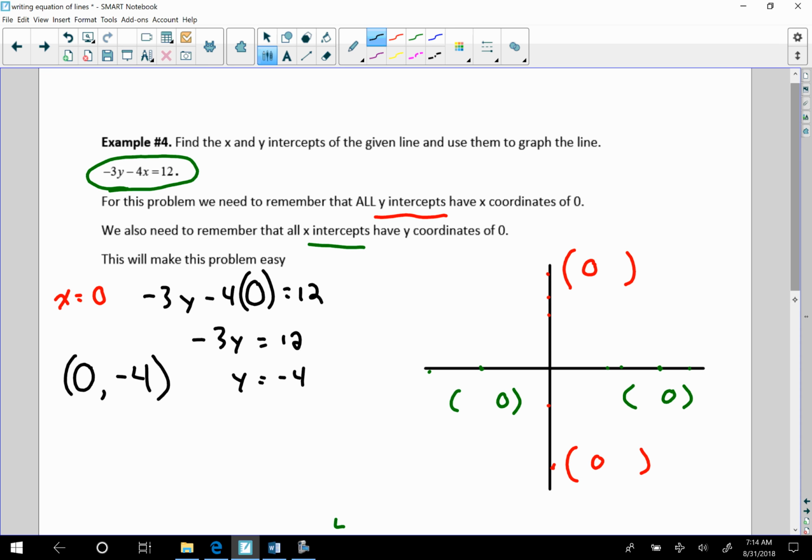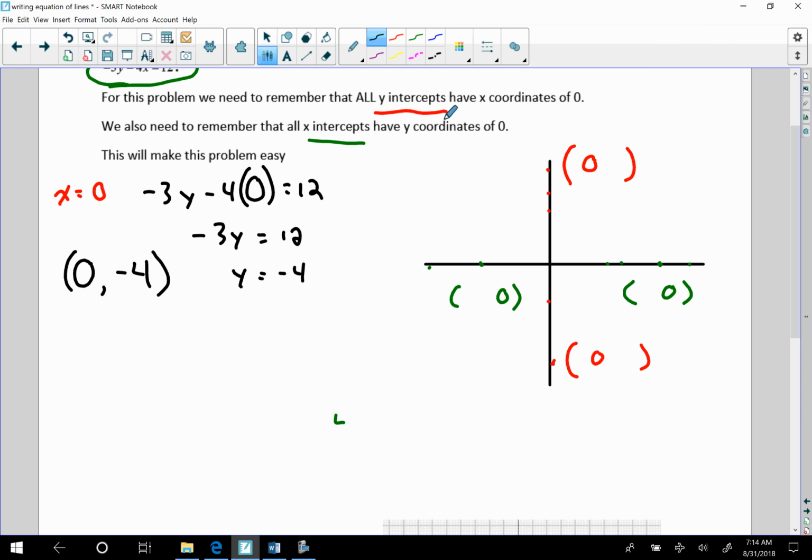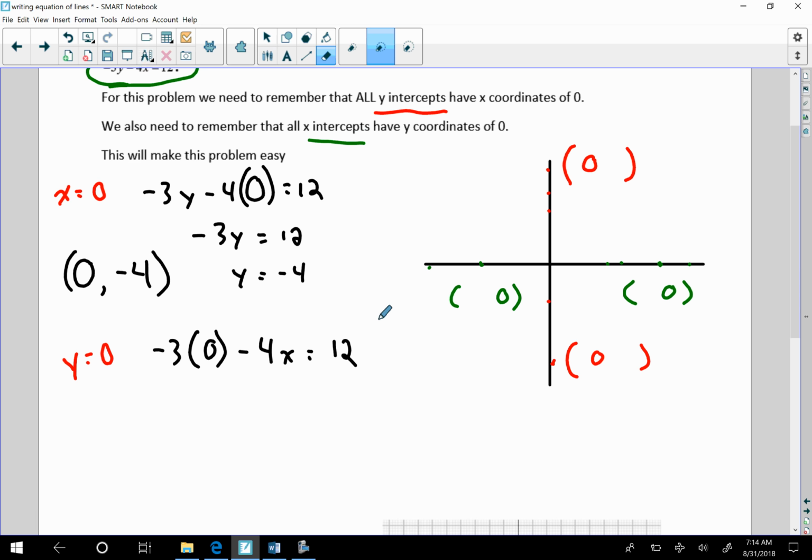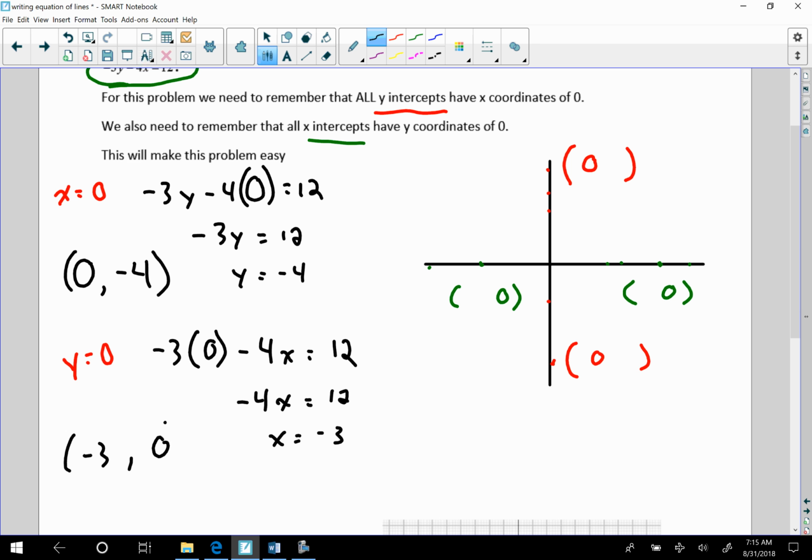To find my x-intercept, I'm going to remember that y is going to equal 0. And I'm going to put 0 in for y into this equation. Negative 3 times 0 minus 4x is equal to 12. That leaves me that negative 4x is equal to 12. X is equal to negative 3, and that's my x-intercept, -3, 0.